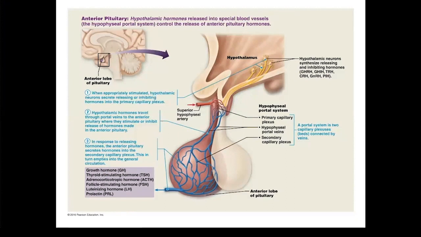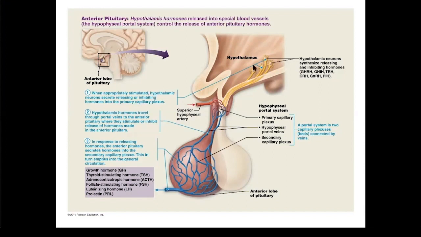You will need to be able to identify or label these structures on an illustration. It may or may not be the identical illustration that you see here, but if you learn how to label this one, you won't have any problems labeling another illustration. Let's take a look. This is the anterior pituitary. I know it's the anterior pituitary because of the hypophyseal portal system. I can see the blood vessels here.